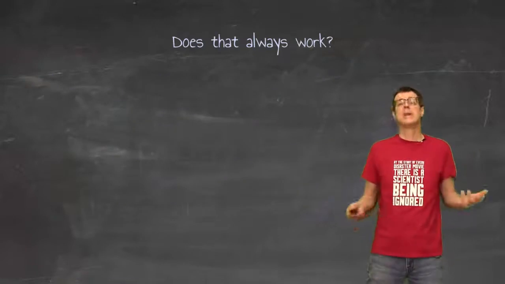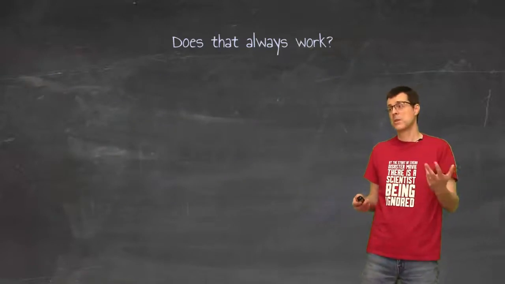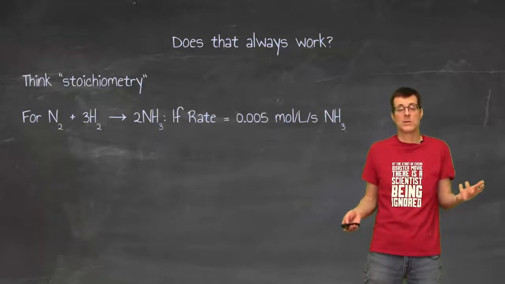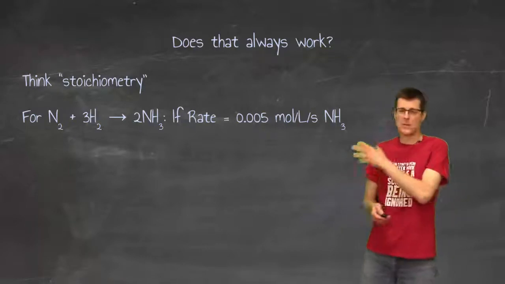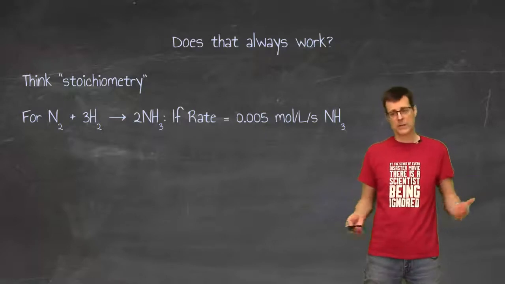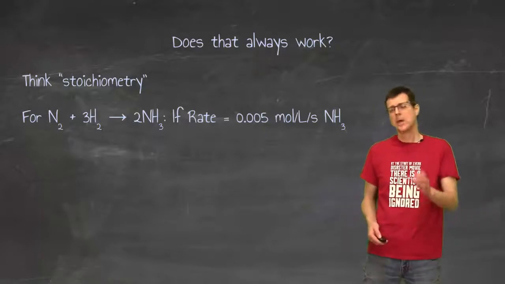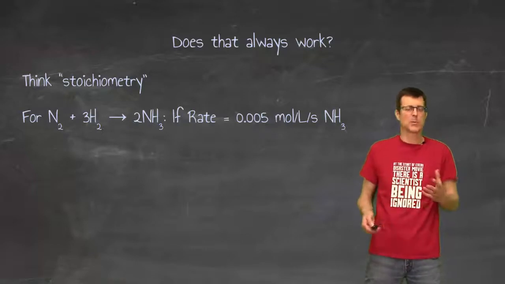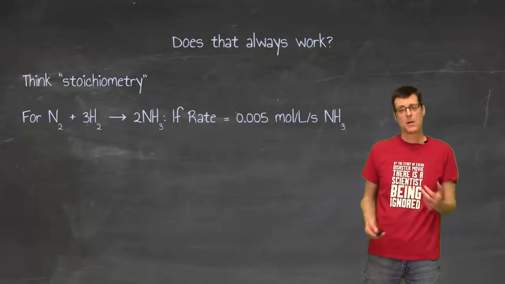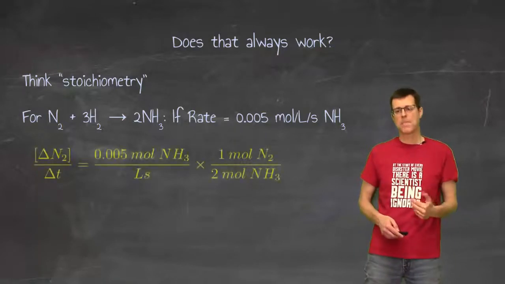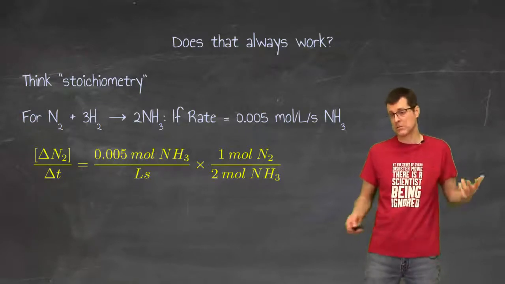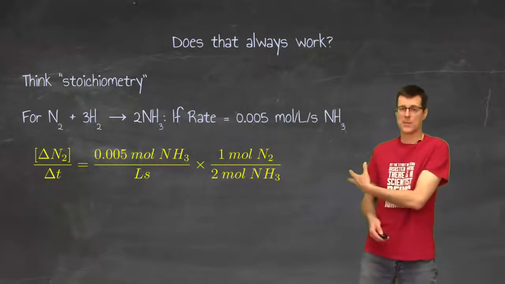And you might be wondering, is it always that easy, or does that always work? Maybe you didn't think easy, but maybe you wondered if it always worked. And the answer is yeah, stoichiometry. So if I take a specific example here, where I've got nitrogen and hydrogen reacting to form NH3, which is ammonia. If I pick, let's say, a more realistic number for a rate of 0.005 moles per liter per second in terms of production of ammonia, if I wanted to know the rate of consumption of nitrogen in this case, then I could set up a formula something like this.